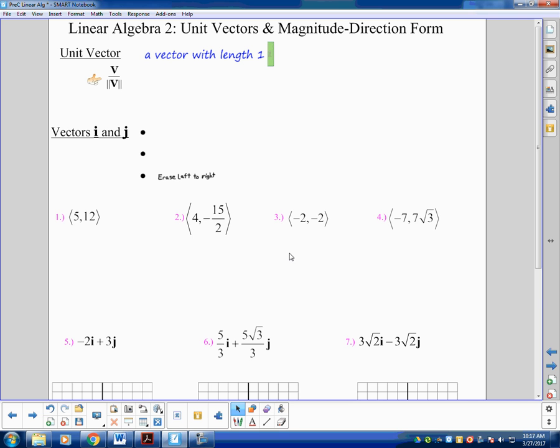Okay, vectors i and j. And like I said, this is just like transforming a complex number in rectangular form to polar form. Okay, it's the same idea. So vectors i and j. The i vector is equal to <1, 0>. The j vector is <0, 1>.